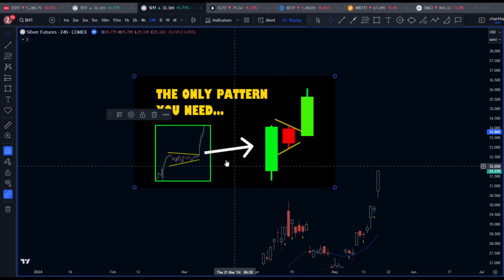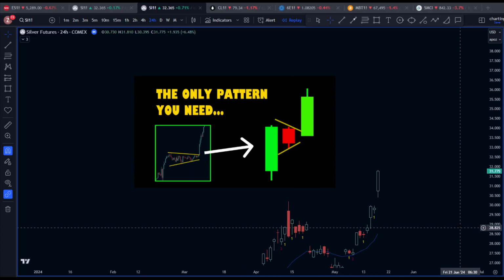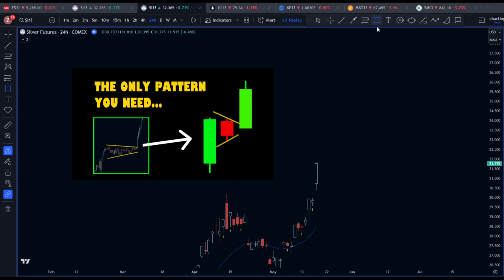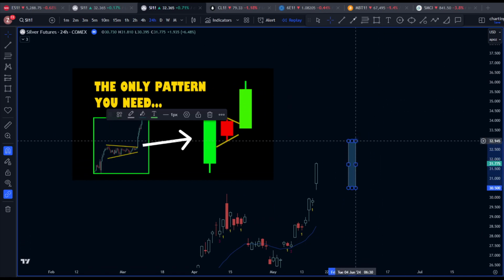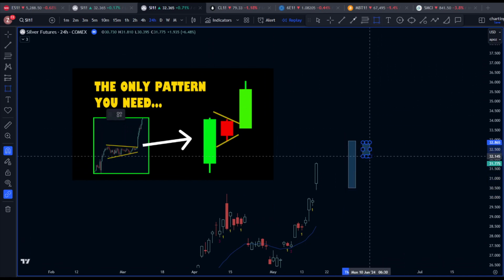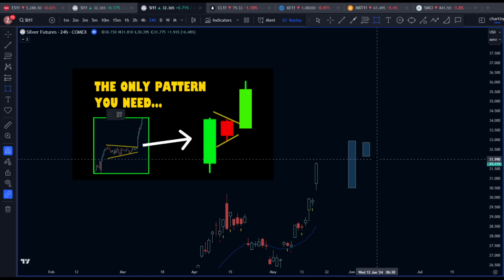This is the 3-bar play, and you clicked on this video because you saw it's the only pattern you need for day trading, and that is completely true. The 3-bar play is responsible for getting me funded through prop firms like Apex Trader Funding, and it is the breadwinner in my trading system.